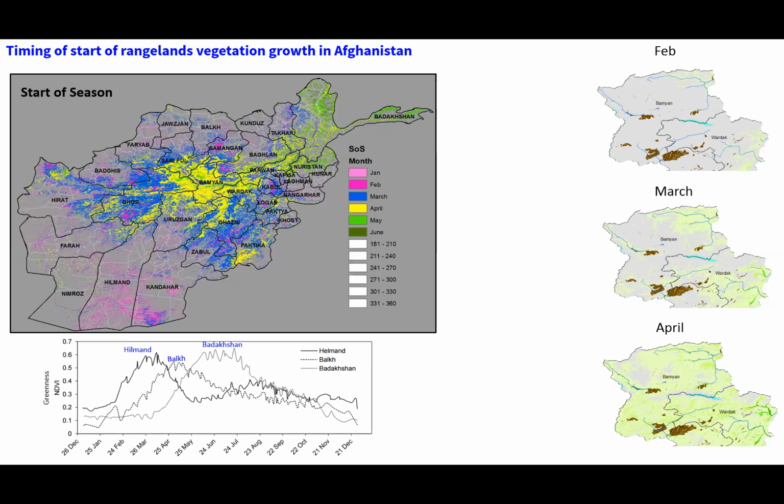So you can see here that in many cases, this is a start of season observed by remote sensing. What happens is that you can monitor grassland growth, and you can put time to that. You can measure the phenology. And here what we have done is try to communicate the start of the season across Afghanistan. The start of season starts somewhere in February, and in some areas like Badakhshan, it goes even until the month of May and June.